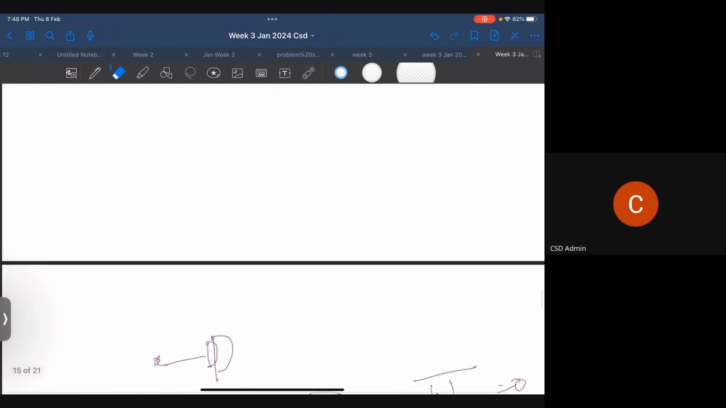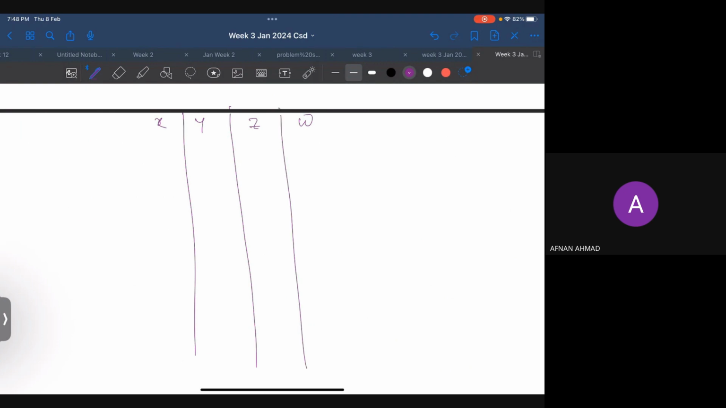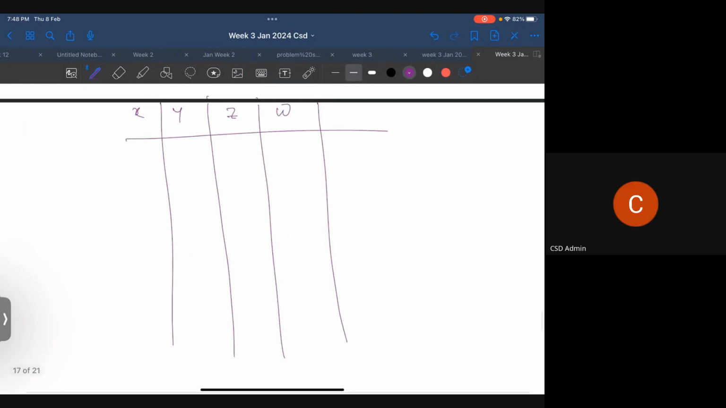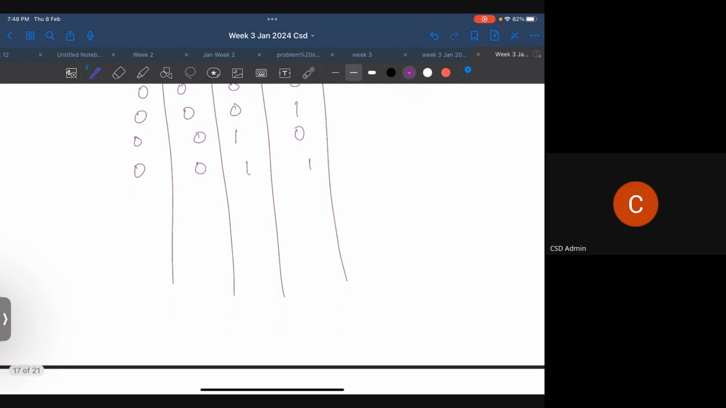Okay, so suppose this is a 4-bit input, x, y, z, w. I mean, there might be internal dependencies also, no? Okay, so first it will be 0, all 0, so 0 0 0 0. Then it will be 1, so 0 0 0 1. Then 2, so 0 0 1 0. Then 3, so 0 0 1 1. Now it will be 4, so 0 1 0 0.